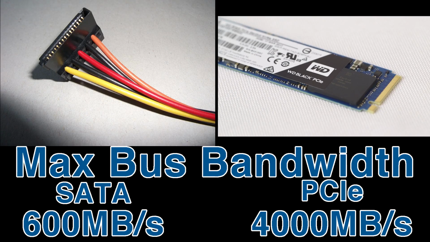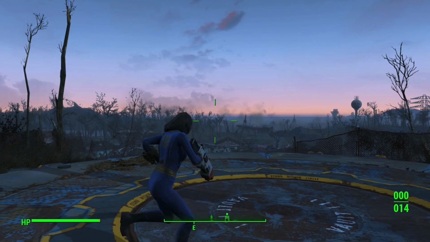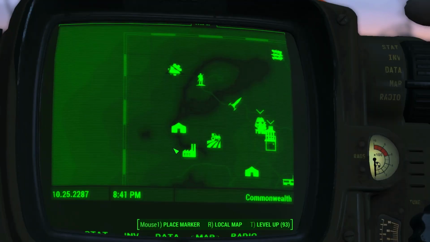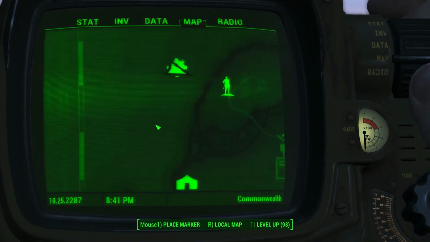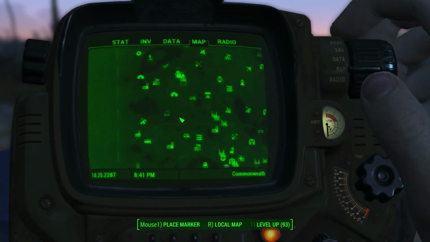And because the WD Black PCIe SSD is not bottlenecked by the serial ATA connection, it outperforms any solid state drive that's connected via SATA. The speed increases for game loading times were impressive as well. For these tests, the smaller the number, the better.